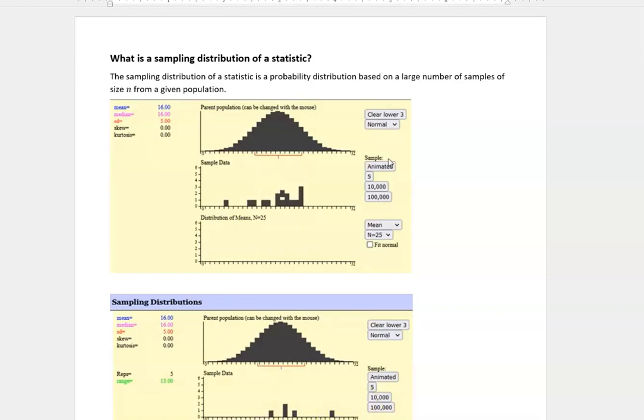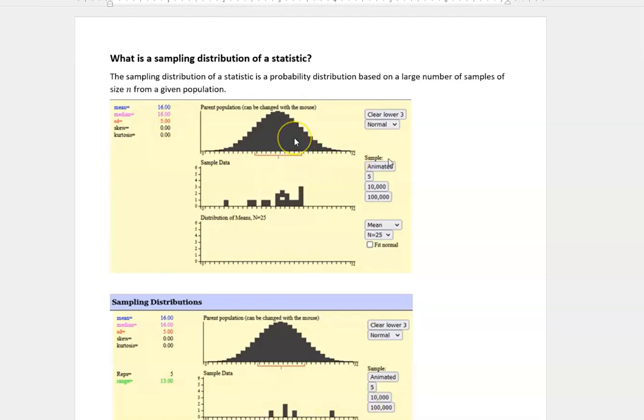Hi, it's Carly McAvoy. This is a brief video to define what a sampling distribution of a statistic is, and it is the probability distribution based on a large number of samples of size n from a given population. So for instance, here we have this parent population. It's normally distributed. We can tell because the mean and the median are equal, and it has a standard deviation of 5.